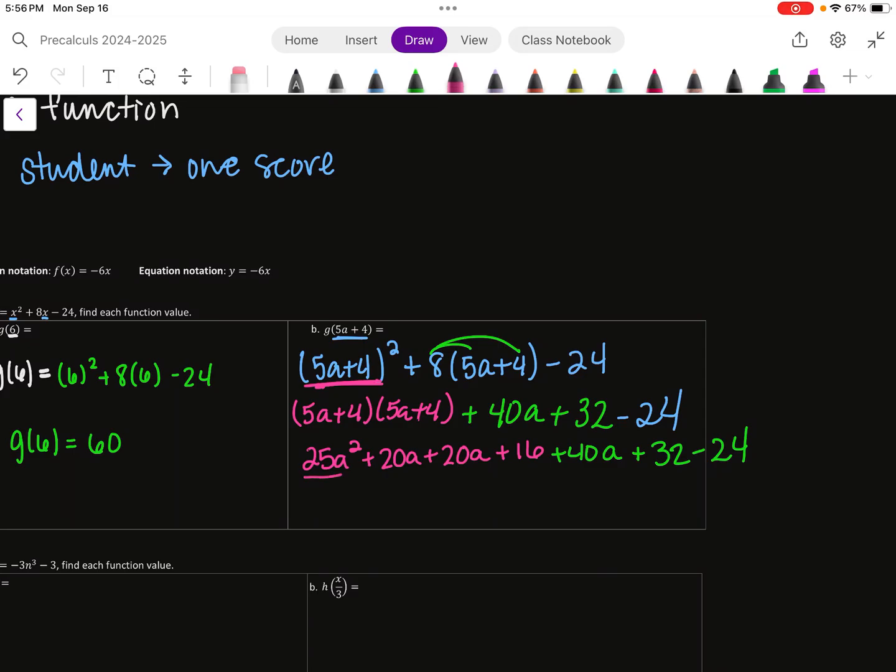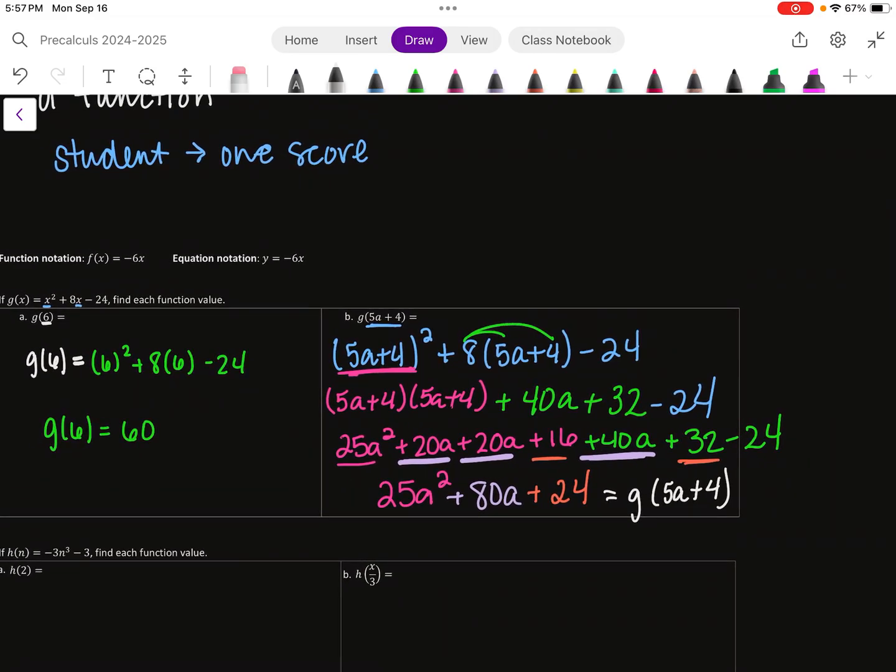So it looks like there's no other a squared, so 25a squared is there. Then I'm going to have a bunch of a's. 20a plus 20a is 40a, plus another 40a is 80a. And then I have 16 plus 32, I think that's 48. And then 48 minus 24. Just to be sure my mental math is correct, yes, that's 24. So this is my final answer for what g of f of a, 5a plus 4, is. Okay?